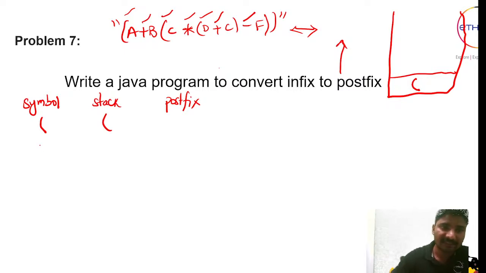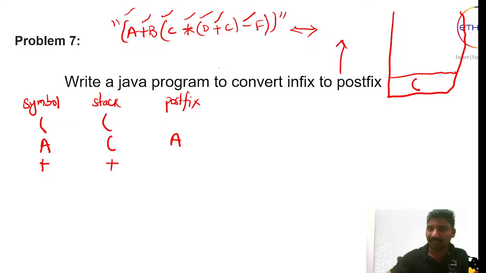Cool. Now in the second case, I'll be finding A, and still the element in the stack is this, and the element in the postfix is A. Now I will be finding the plus part. The plus is a symbol, so that has to be pushed into the stack, and the plus will be placed upon this. Brilliant. And now still this goes with A.